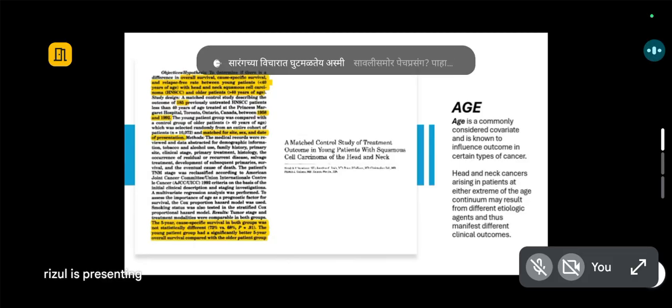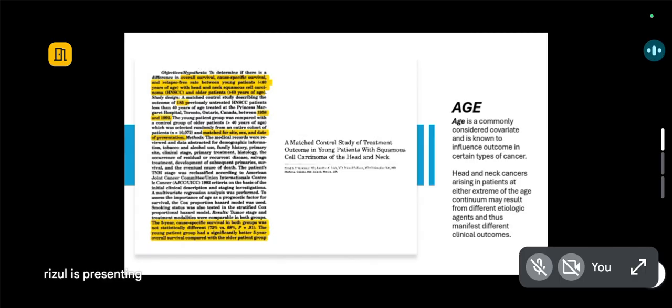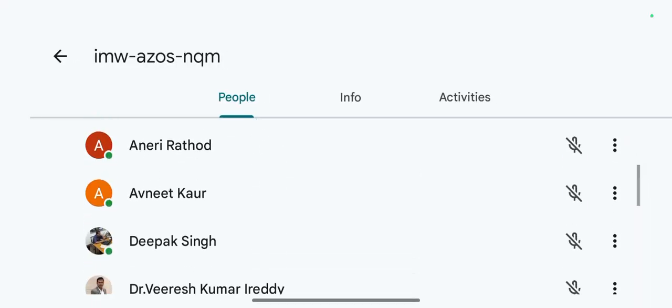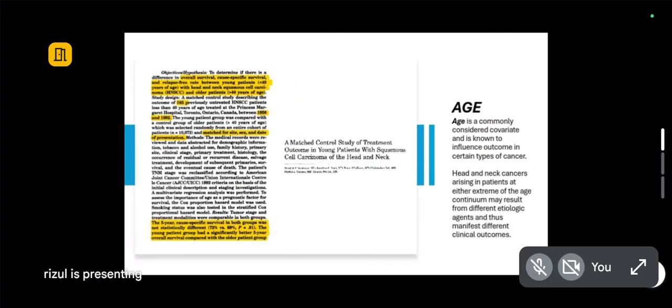So there was one study that shows the treatment outcome in young patients with SCC of head and neck. They compared overall survival, cause-specific survival and relapse-free survival between young patients with head and neck cancers and older patients, that is, more than 40 years of age. They found that 5-year cause-specific survival in both groups was not statistically different. Young patients may have a significantly better 5-year overall survival compared to the older patient group, but cause-specific survival was not significantly different.